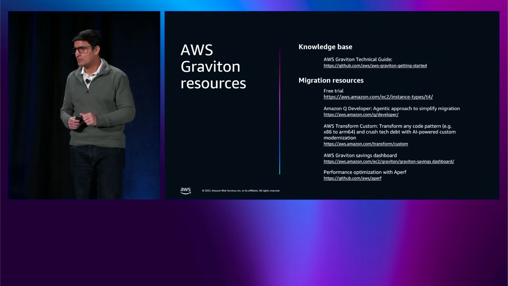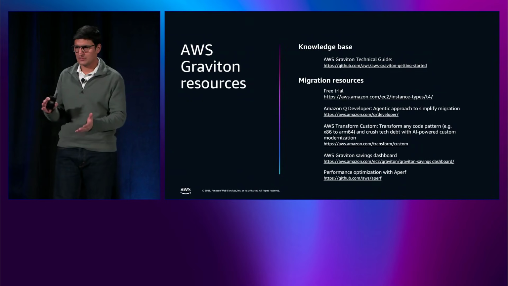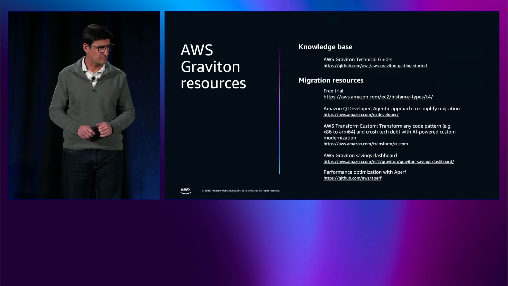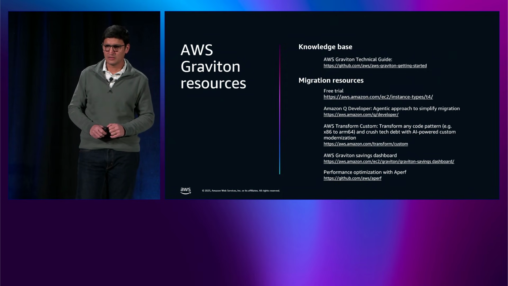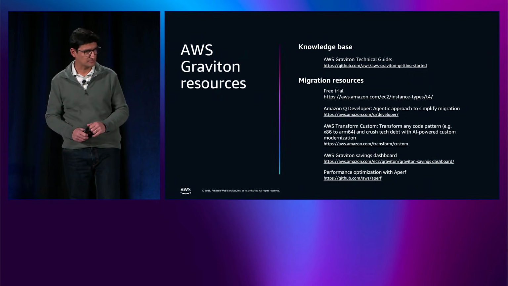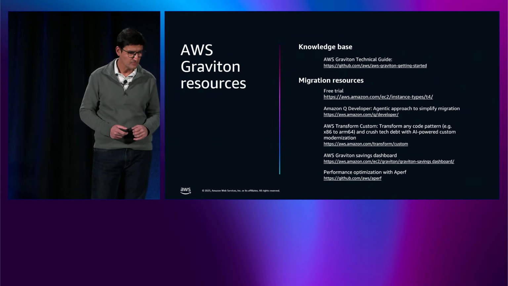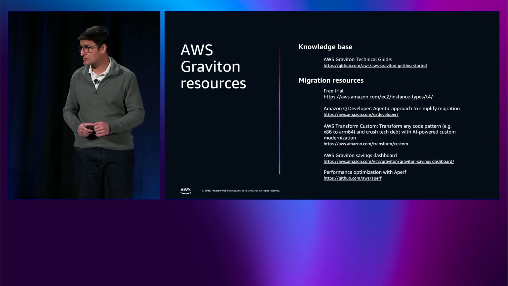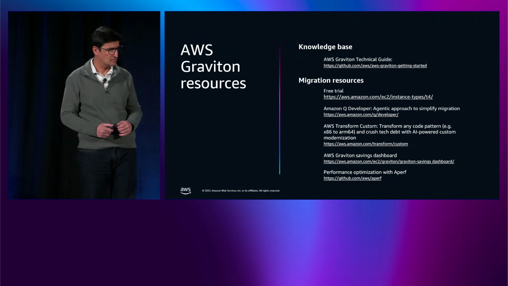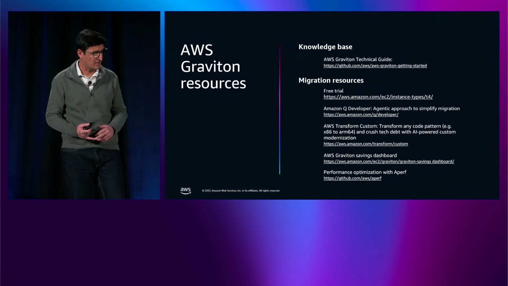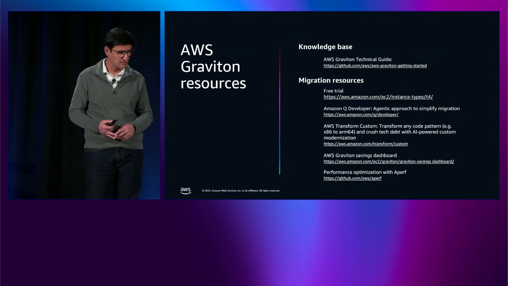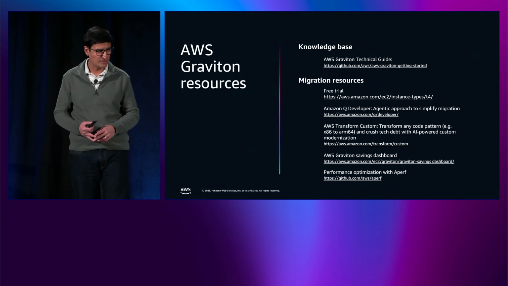And finally, we just wanted to give you a list of all of the resources that are available to you. The first one I mentioned is the AWS Graviton Technical Guide. The link's on here. It's got a wealth of information to help you with migrating any workload over to Graviton, and it's continuously updated. We also have migration resources. If you want to do a free trial, the T4G instance offers you a free trial of Graviton. Tools like AWS Q Developer, AWS Transform, they're available today, so definitely take advantage of that. And the Graviton Savings Dashboard as well, to calculate your savings.